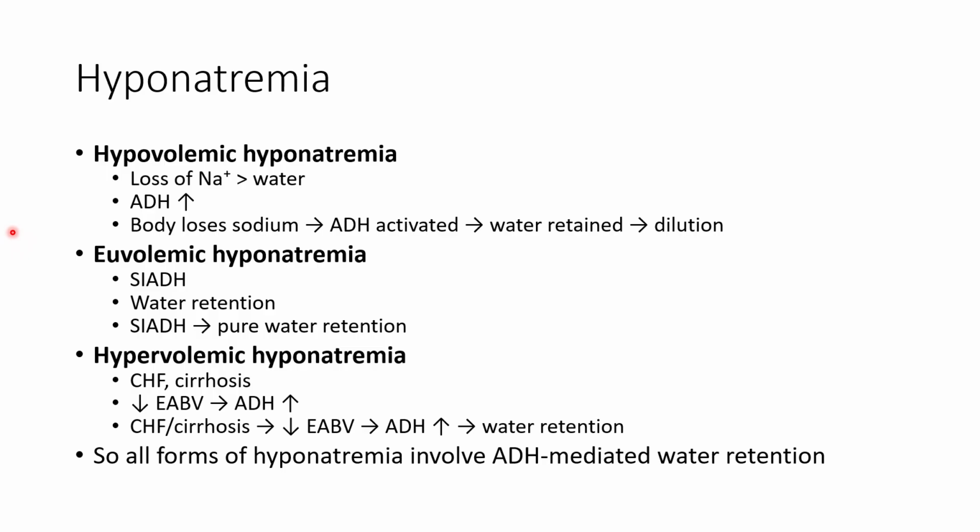The example of hypovolemic hyponatremia is when the loss of sodium is more than the loss of water, that is seen in increased ADH state. Then euvolemic hyponatremia is seen when there is inappropriate ADH secretion, that is SIADH. And hypervolemic hyponatremia is seen in CHF and cirrhosis, where there is perceived low volume due to low EABV leading to high release of ADH. So basically, all forms of hyponatremia involve ADH.